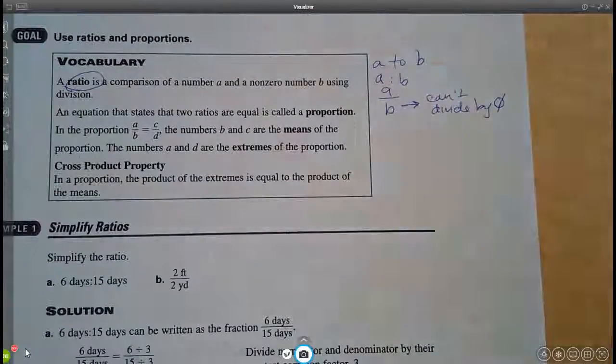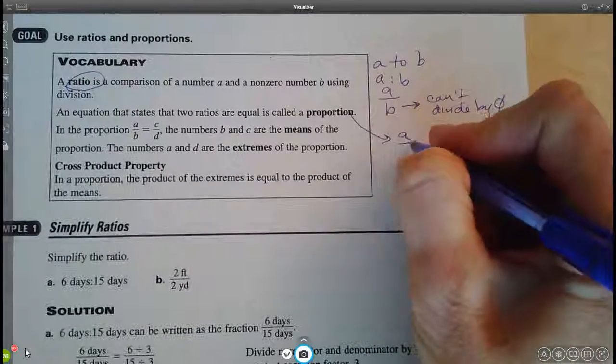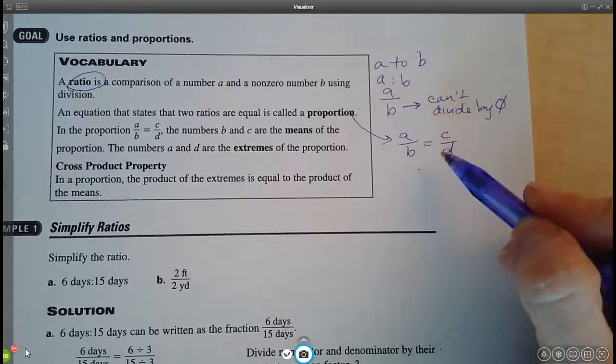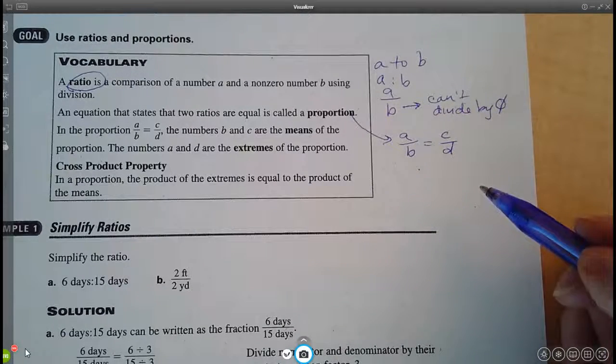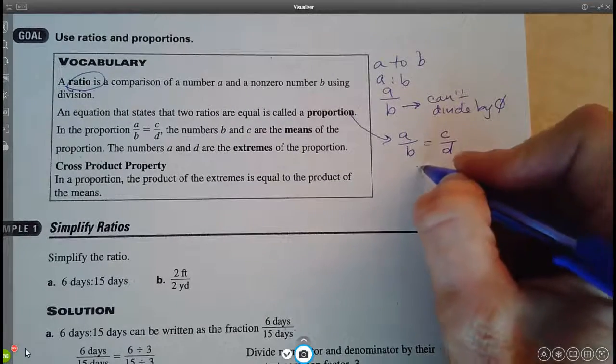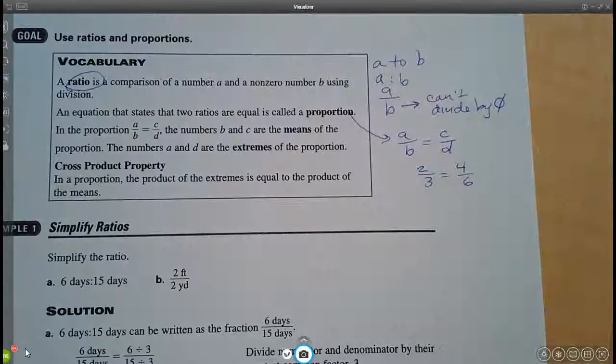All right, a proportion is an equation that states two ratios are equal. Maybe something like A to B is equal to C to D, where those are all numbers. For example, 2 to 3 is equal to 4 to 6. They can both be simplified to the same ratio.